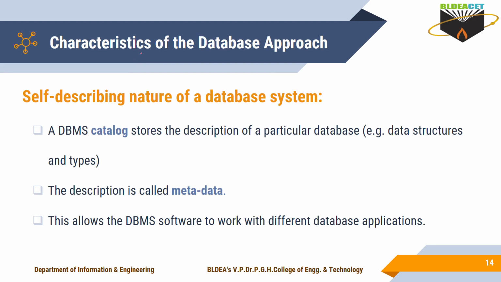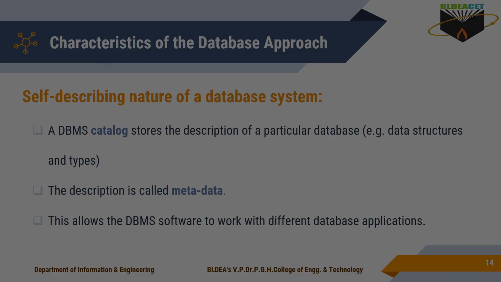Next we'll see the characteristics of the database approach. The first one is the self-describing nature of the database system. A DBMS catalog stores the description of a particular database, for example data structure and types, and this description we call metadata. This allows the DBMS software to work with different database applications.